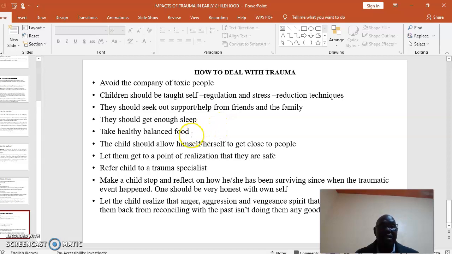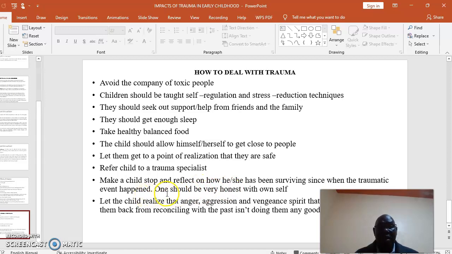Children should get enough sleep. They should also take healthy, balanced food or a balanced diet. The children should also allow themselves to get close to other people. Let children get to the point of realization that they are safe. You may also refer a child to a trauma specialist.